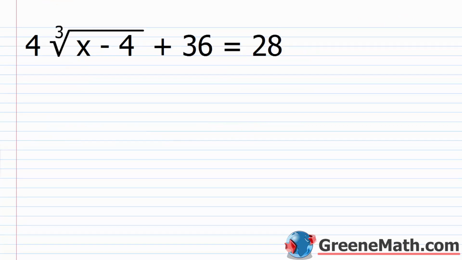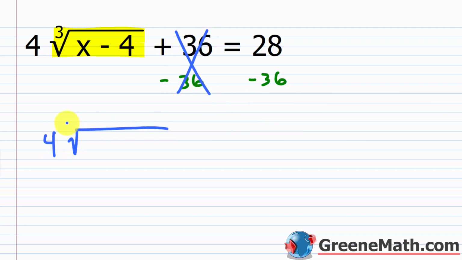All right, let's go ahead and look at another one. So we have 4 times the cube root of x minus 4 plus 36 is equal to 28. Again, the idea is to isolate the radical on one side of the equation. We can then use the power property to get rid of the radical. So what I'm going to do here is subtract 36 away from each side of the equation, and this will cancel. So I'll have 4 times the cube root of x minus 4, and this is equal to 28 minus 36, which gives me negative 8.